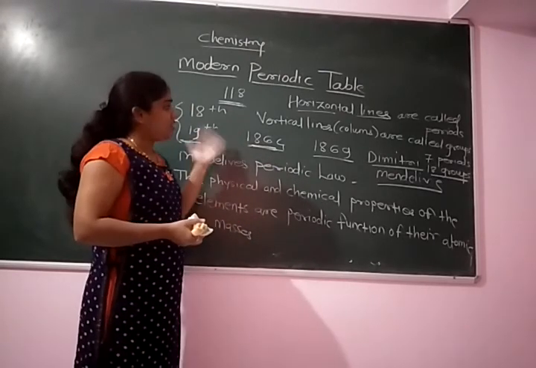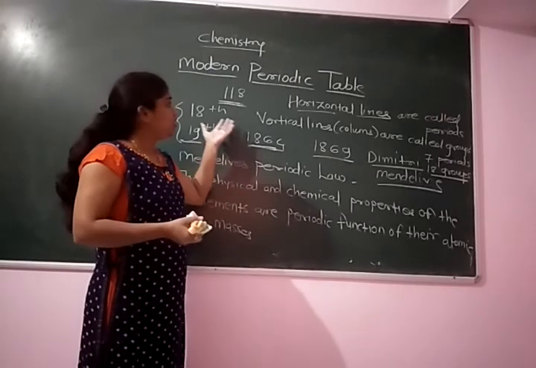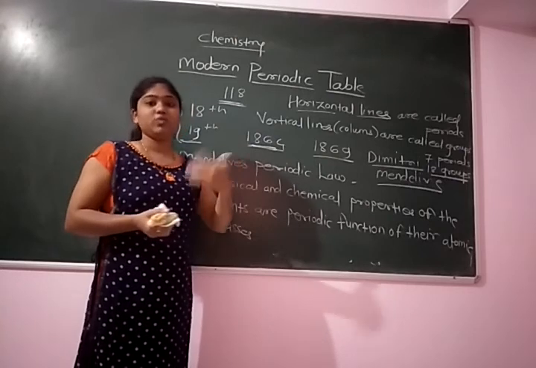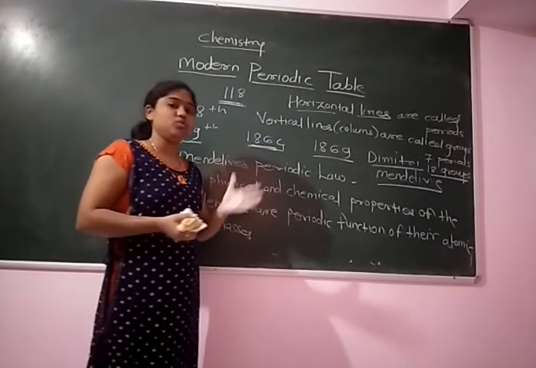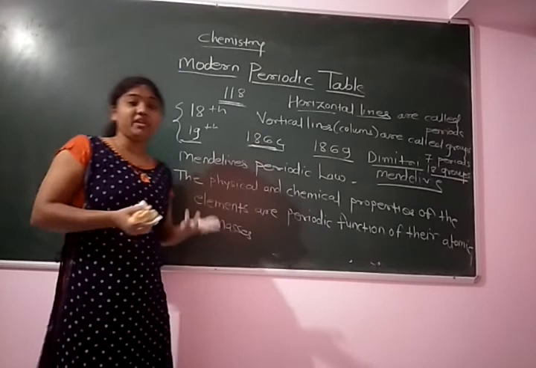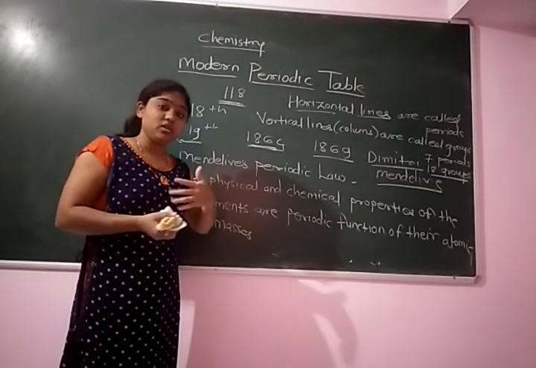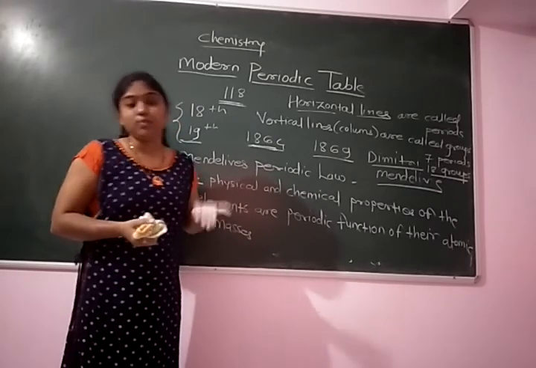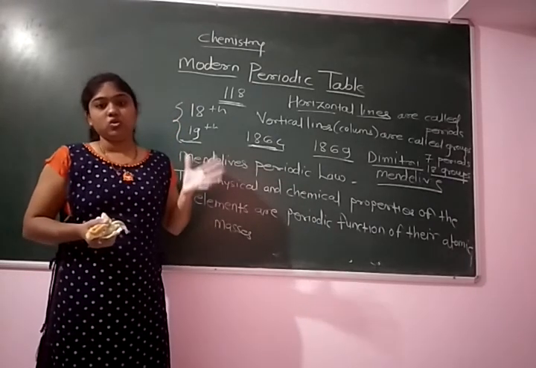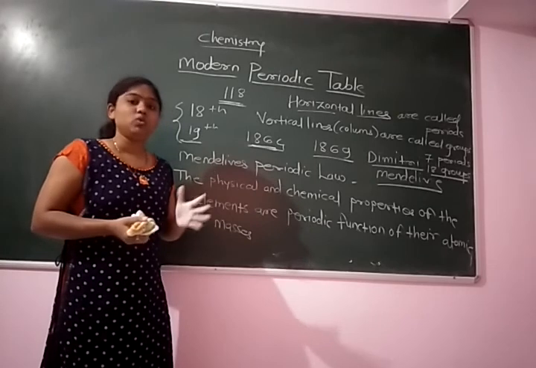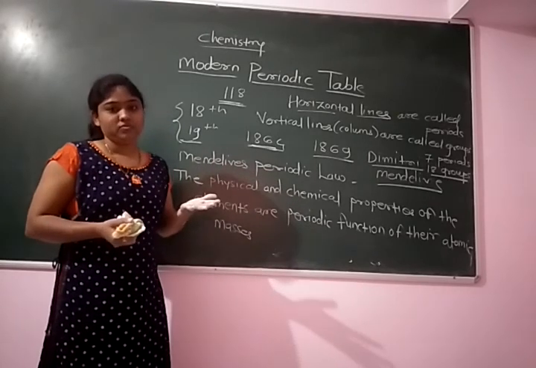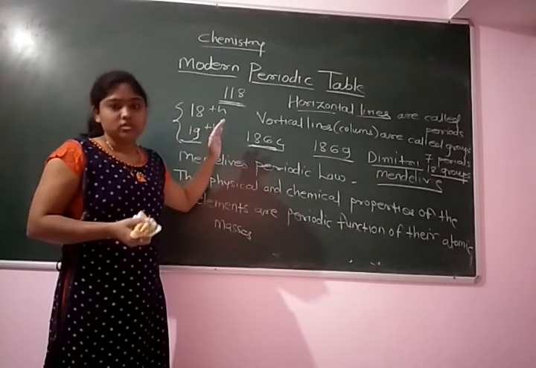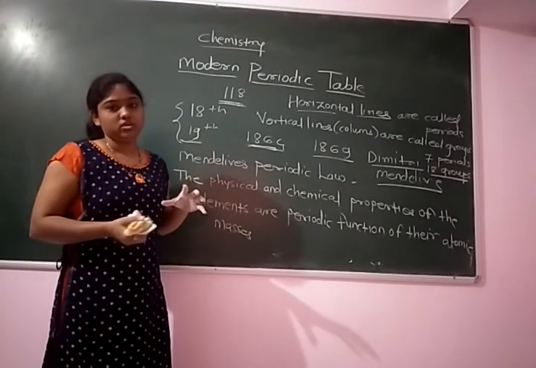After that, scientists began to realize, as new elements were discovered in the 18th and 19th centuries, that these elements should be classified properly and systematically. So several efforts were made to classify these elements in a proper way. In the 18th century, 30 elements were discovered.